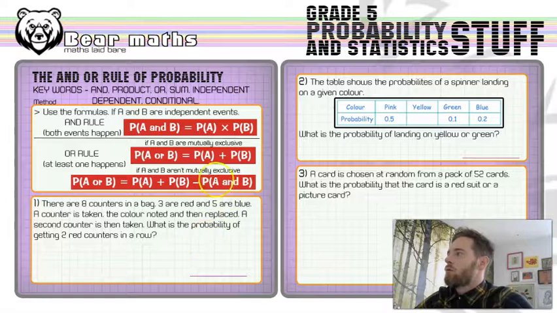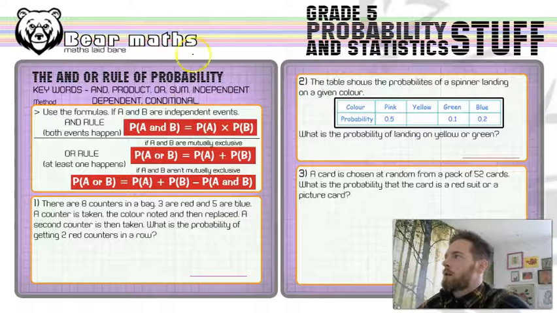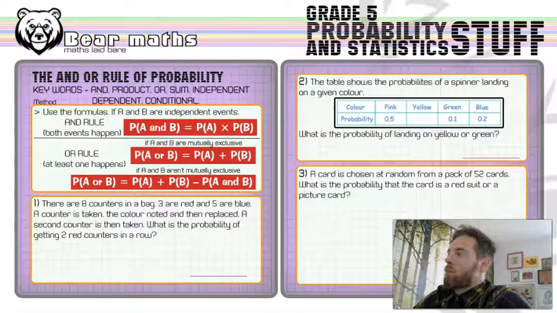This one is on the and or rule of probability. Keywords are and, product, or, sum, independent, dependent, and conditional. So and in the world of probability relates to multiplying things together. Product is the result of multiplying, or in the world of probability is adding, and sum is also the result of adding. Independent relates to when events are not connected. Dependent relates to when events are connected to each other in some way, and conditional is just another way of saying that something's dependent, basically.